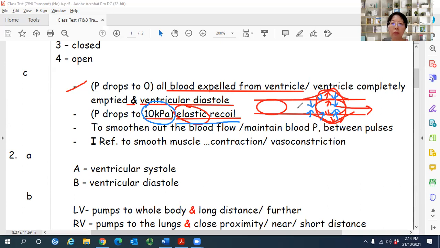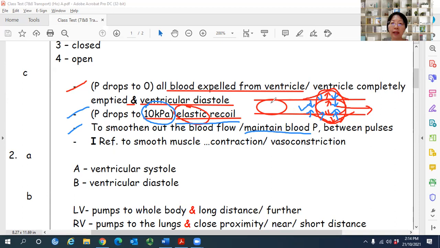So therefore, the lowest pressure in the artery is 10 kilopascal and not 0 because of the elastic recoil of the elastic fiber in the tunica media of the artery. This elastic recoil is able to maintain the blood pressure between the two pulses of blood. So it's not 0 because of the elastic recoil. It created a 10 kilopascal pressure inside here. So it maintains the blood pressure between pulses, and hence it is said that it smoothens out the blood flow.